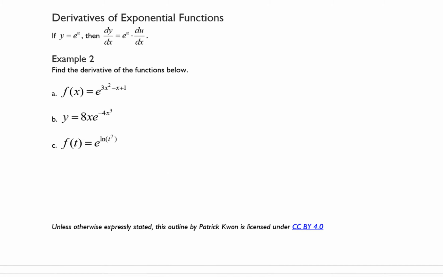If y equals e to the u, then dy dx is equal to e to the u times du dx. Example 2 says find the derivative of the functions below. Part A says f of x is equal to e to the power of 3x squared minus x plus 1. So f prime of x will equal e to the 3x squared minus x plus 1 times the derivative of the exponent, which will be 6x minus 1.